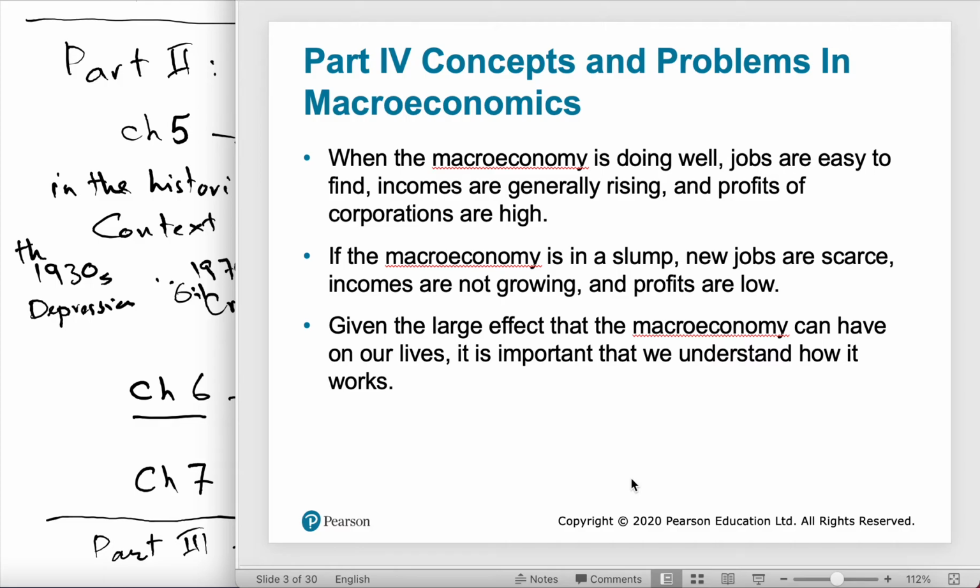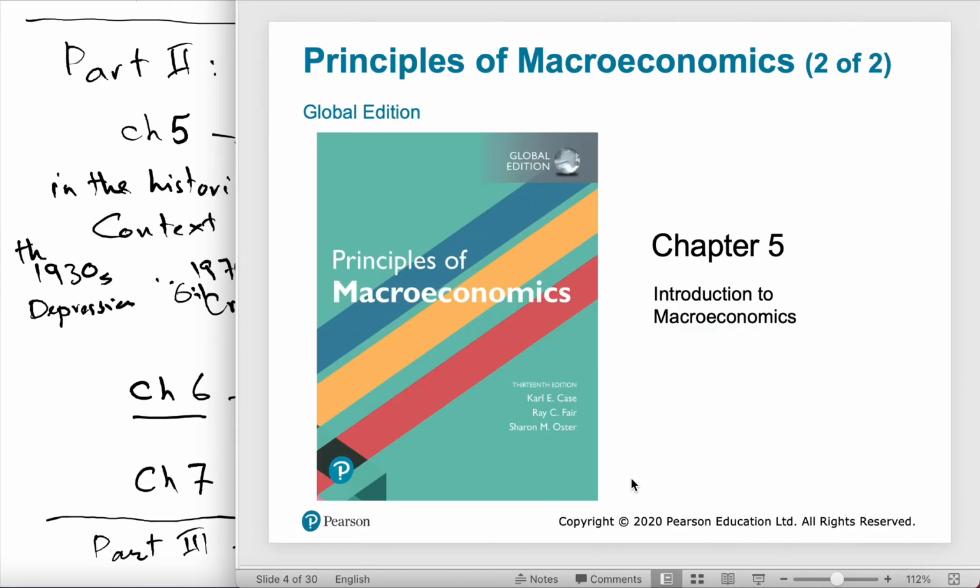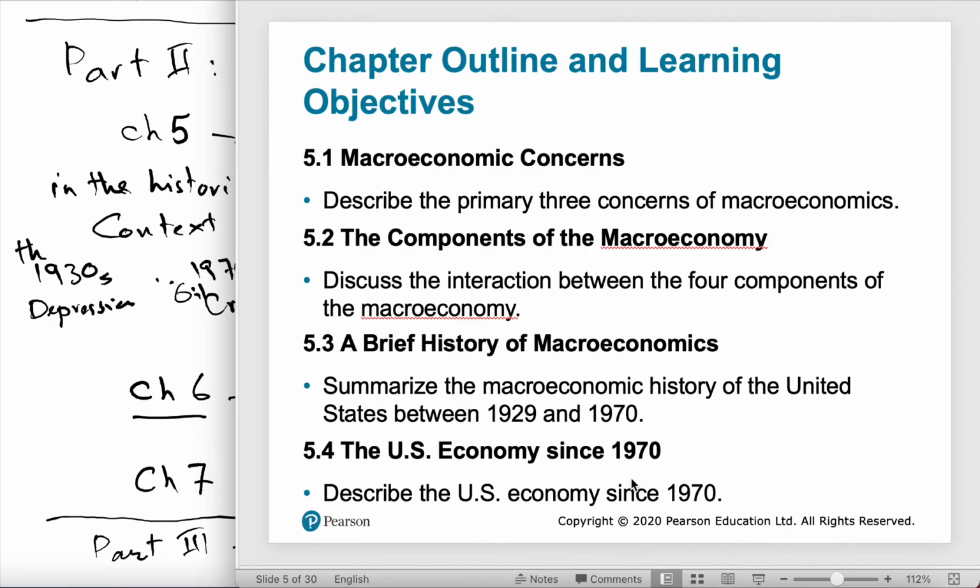So these things first need finding a way to basically score the economy or give it a mark: is it a good economy, is it a bad economy. With those measurements we deal in part 2 of the book. So in this particular chapter we are giving an overall view of what macroeconomics is all about.